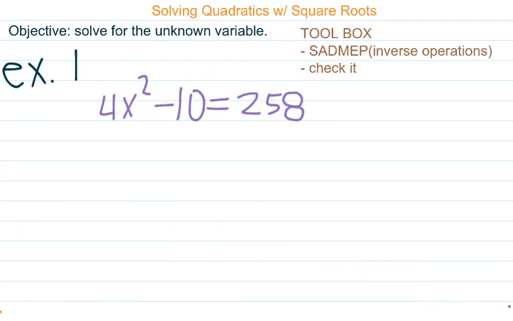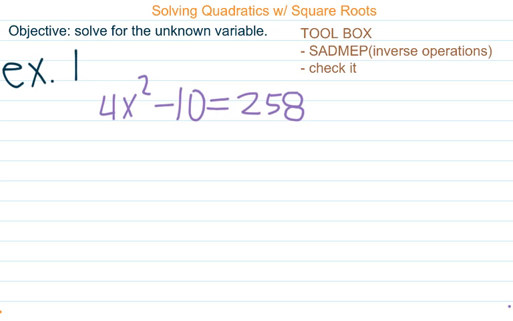So now we're going to solve quadratics with the square root. So we're solving quadratic equations. The reason it's a quadratic equation is because of this squared right here. When they are squared, that's our quadratic term, okay? So the objective is to solve for the unknown variable, and our unknown variable is x. So we need to undo all of this math in order to get the x by itself.